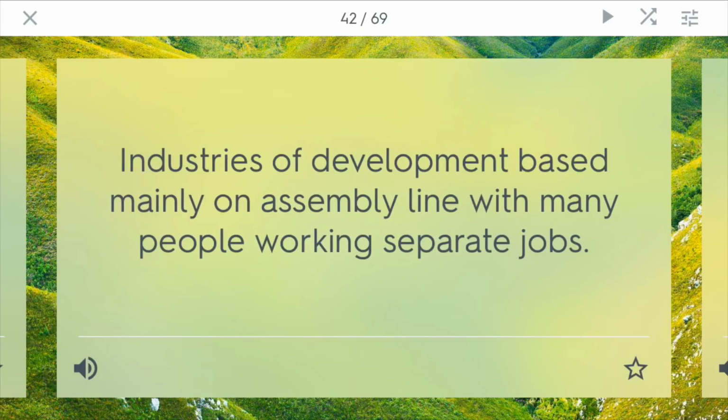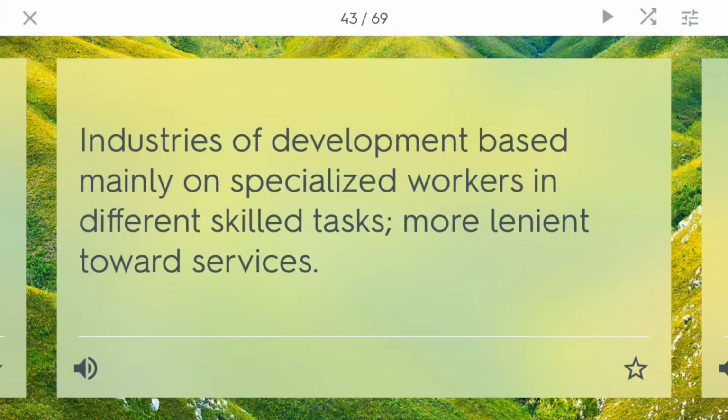Fordism. Fordism describes industries of development based mainly on the assembly line, with many people working separate jobs. They specialize in a certain task, and that's basically all they perform the whole day at work. This is named, of course, after the American innovator Henry Ford, who founded the Ford Motor Company. And even though he wasn't the first to use the assembly line, he really helped to make it mainstream in his production of the Model T. Post-Fordism kind of describes today.